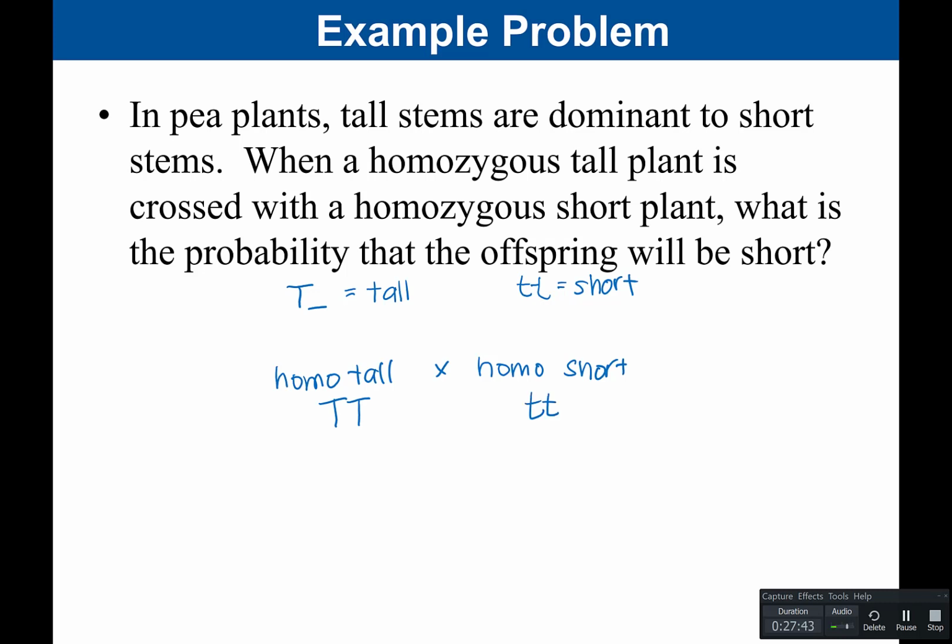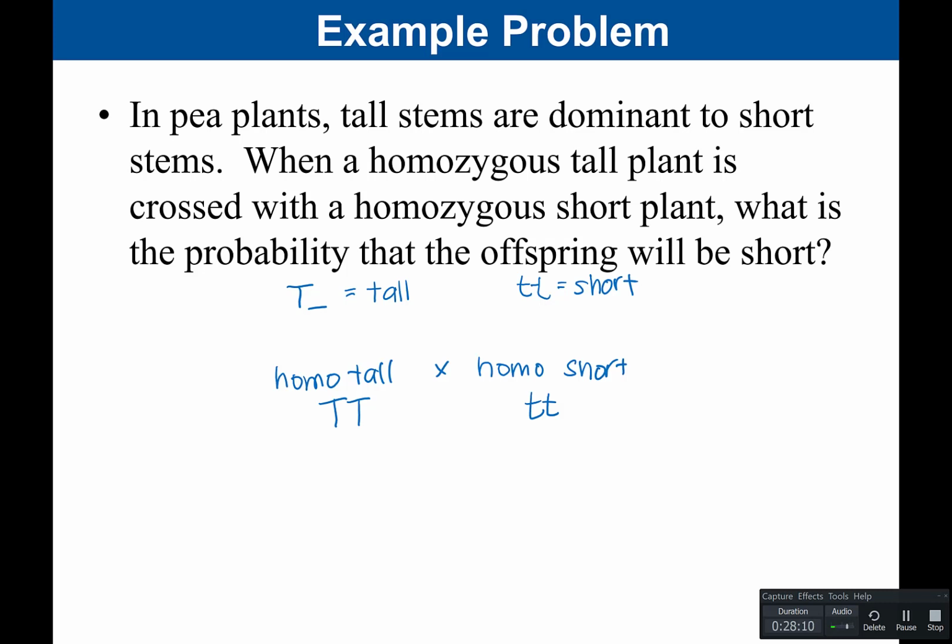Now, did I have to tell you that it was homozygous short? Did I have to give you the part that says homozygous? The answer is no, right? Because if the plant is short, you know it has to be homozygous. The only way you can see the recessive trait is if they are in fact homozygous recessive. So I didn't have to give you homozygous short, but I did anyways.